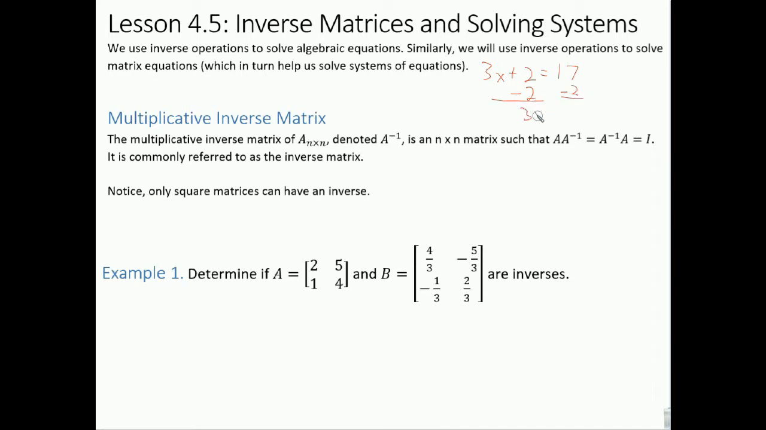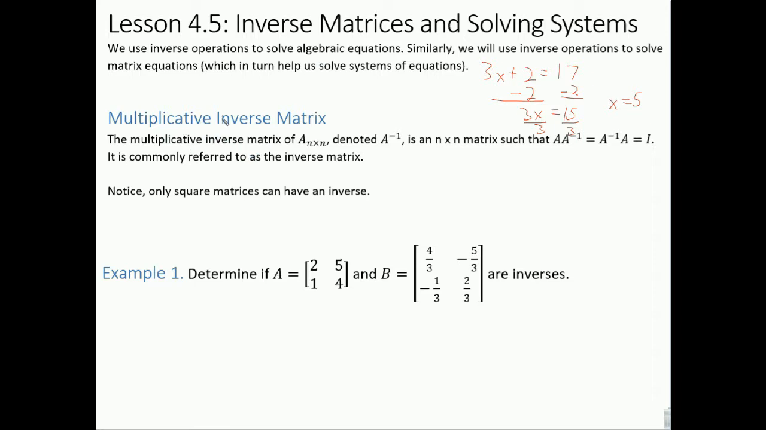And we have 3x equals 15. And then to continue solving this, this is 3 multiplied by x equals 15. So in order to undo multiplication, we use division. And we get x equals 5. Similarly, we can use inverse operations to solve matrix equations.